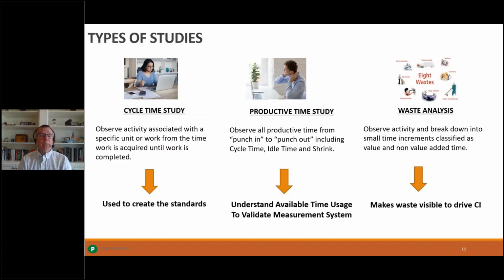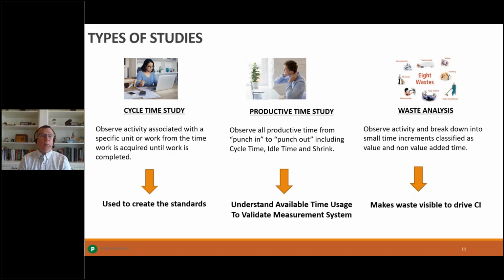So there are several types of studies that we do. We do a strict cycle time study, which again is just looking at the activities between the start and finish. It could be the entire process or just a part of the process. And again, this is a very useful exercise to establish and create your standards: what are your current steady state standards, and then what could they be if you eliminate that waste? Which standards should we be working to?